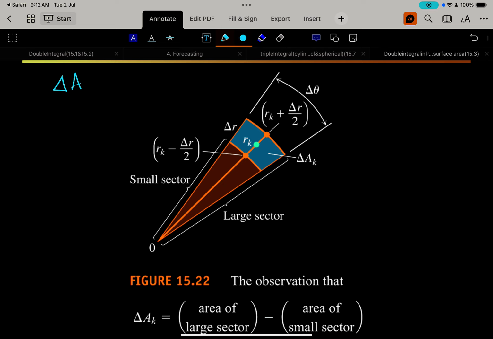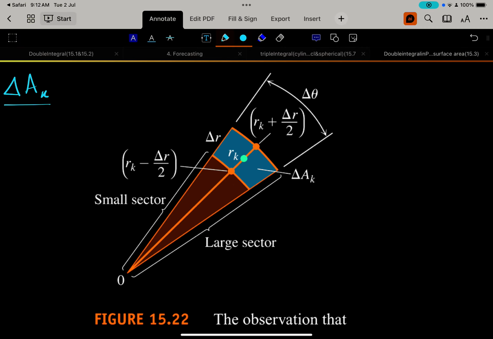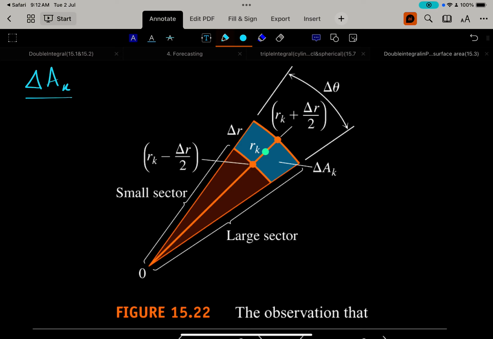Now, going back here, we're gonna define our infinitesimally small area component delta AK. So we're gonna define that, and so we have here basically this sector. This is a small sector of that area. So let's say now we have delta AK. We want to find the area of this small sector. Now how can we do that?